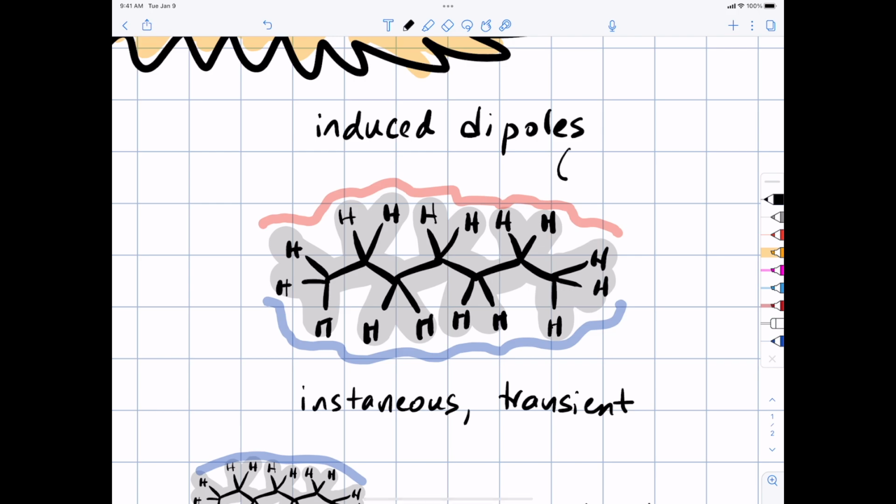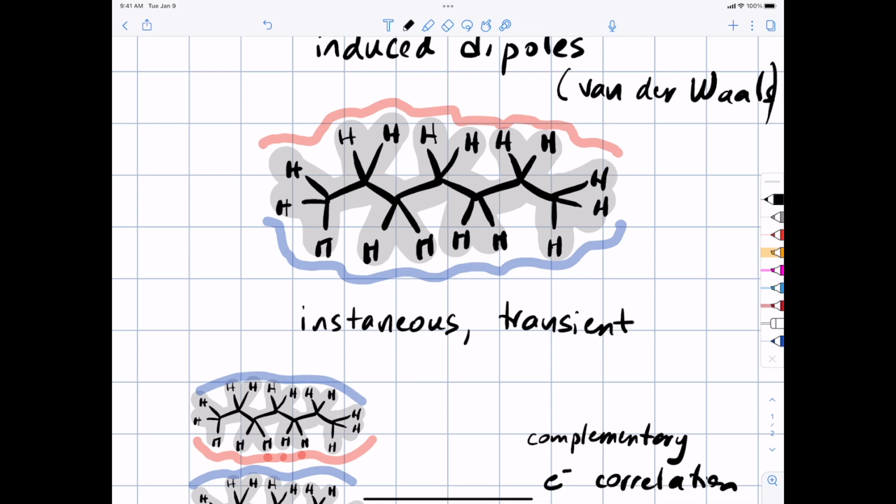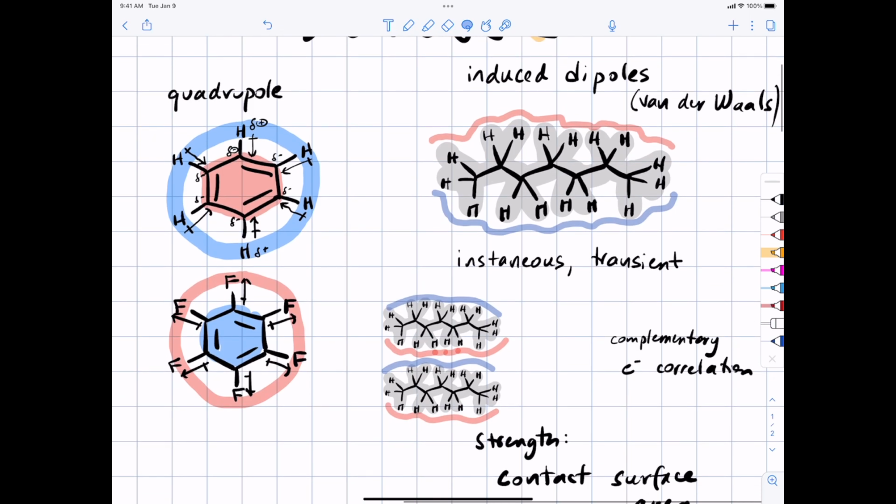These are also sometimes called van der Waals interactions. And then you've got London dispersion forces. I don't know if that's named after a person or a place, but most people will call them van der Waals or dispersion or induced dipoles.